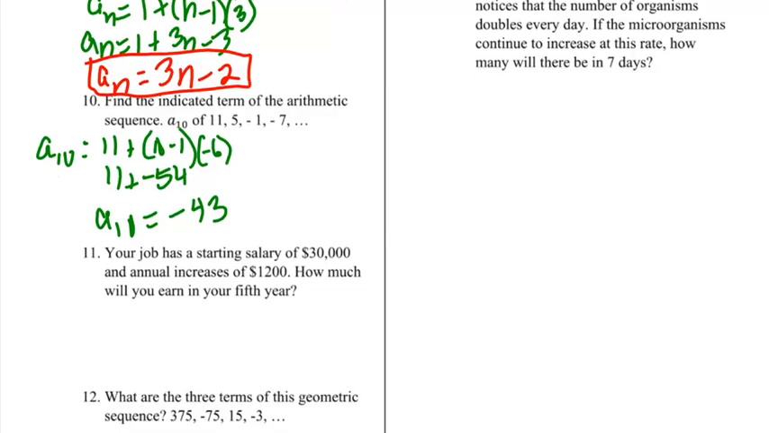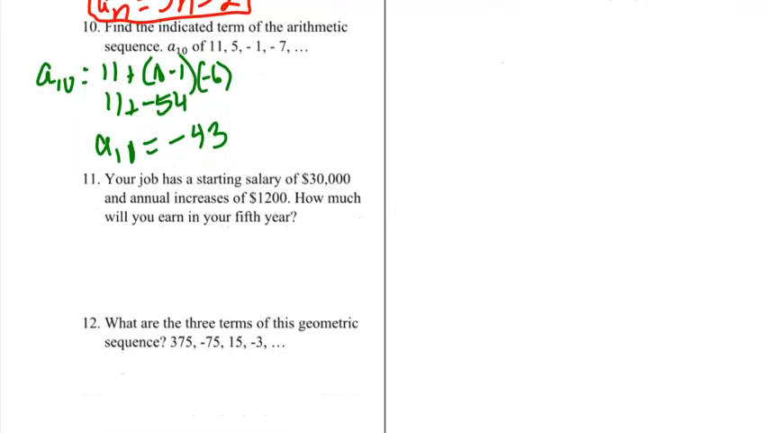Question 11, your job has a starting salary of $30,000. Your annual increases of $1,200. So every year you get $1,200 more. How much will you earn in the 5th year? So this is the same thing. We're going to try to find a subscript 5, which the first year you're getting paid $30,000, plus this will be 5 minus 1, and the common difference is $1,200.